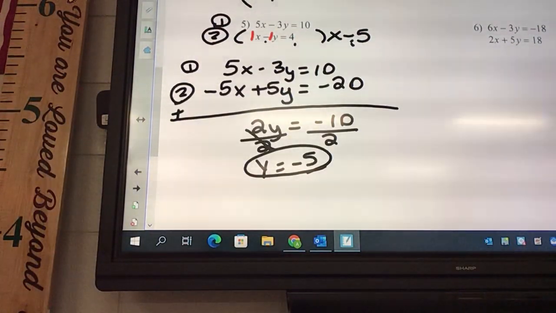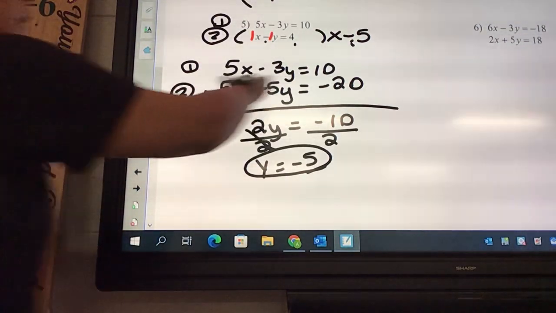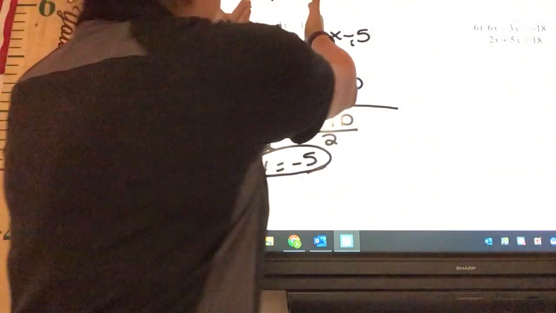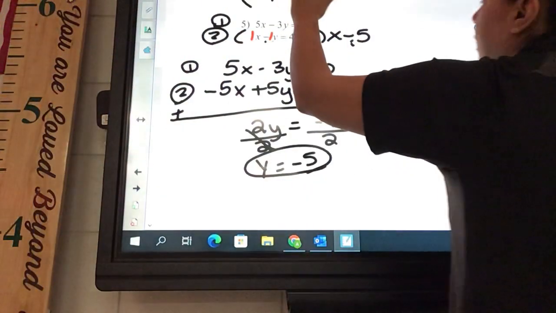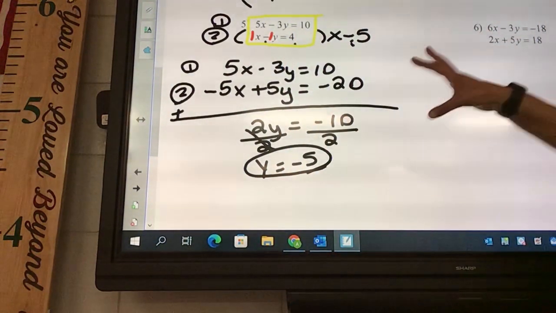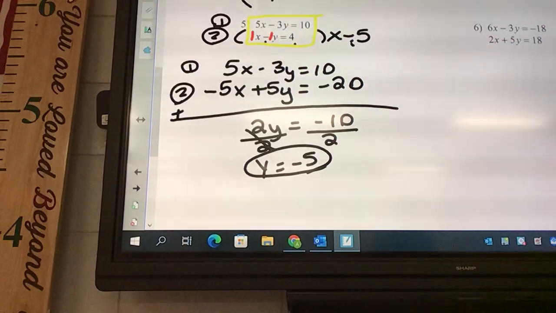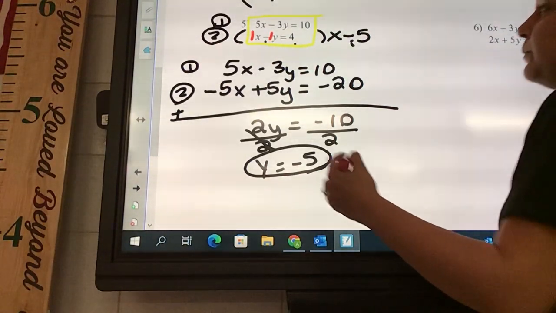Now, here's the tricky part that you have to remember. When you plug in that y, you need to plug it into the original equation, okay? Not this one that we've changed, one of these two, okay? So it needs to be one of these two up here, okay? Not the ones that you've scaled, so to speak, okay? Multiplied by.